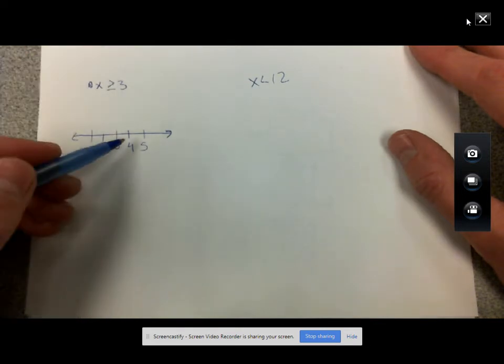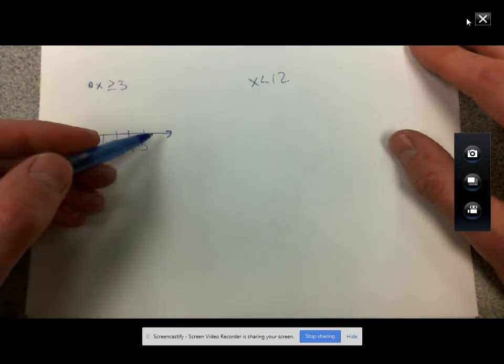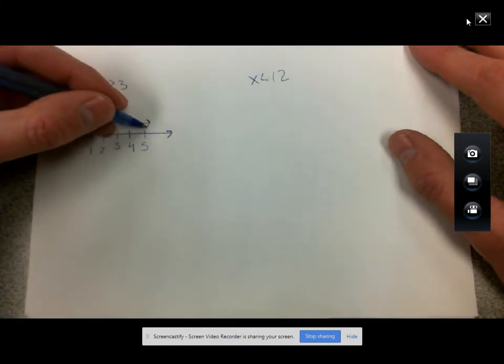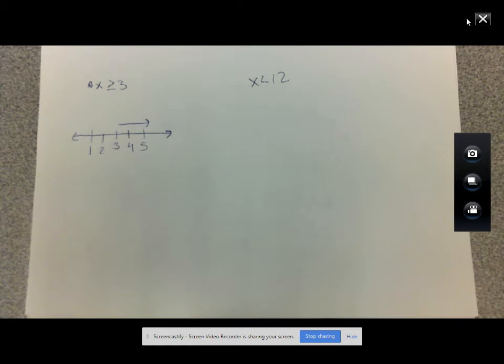So then this says x is greater than or equal to 3. So x could be 4, x could be 5, x could be 6, 7, 8, 9. So I'm going to draw an arrow going in that direction. And I would say that x could be anything bigger than 3. Where it gets really close to 3 is where we have to be careful. This says that x could be equal to 3. However, this one says x could not be equal to 12.